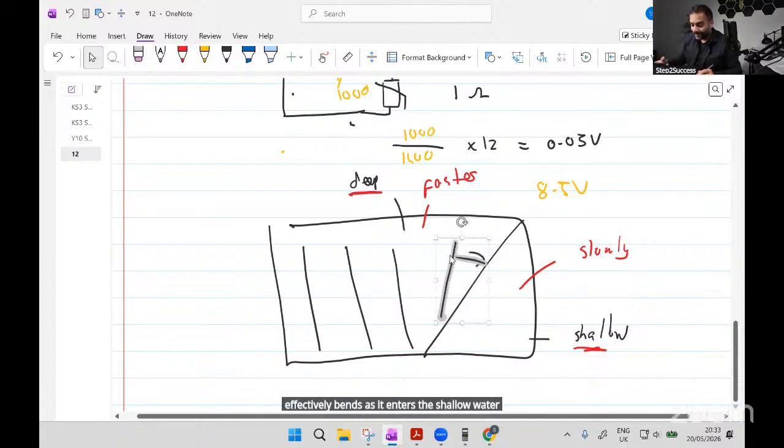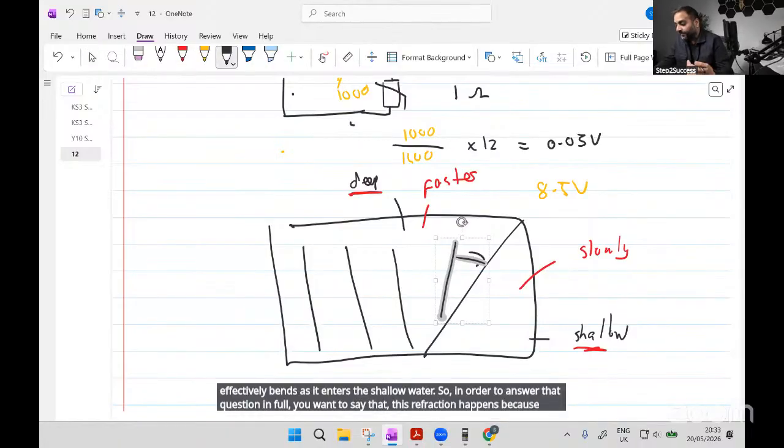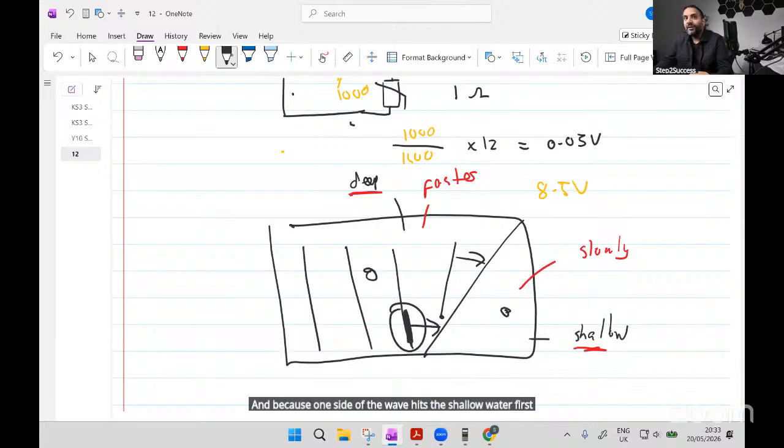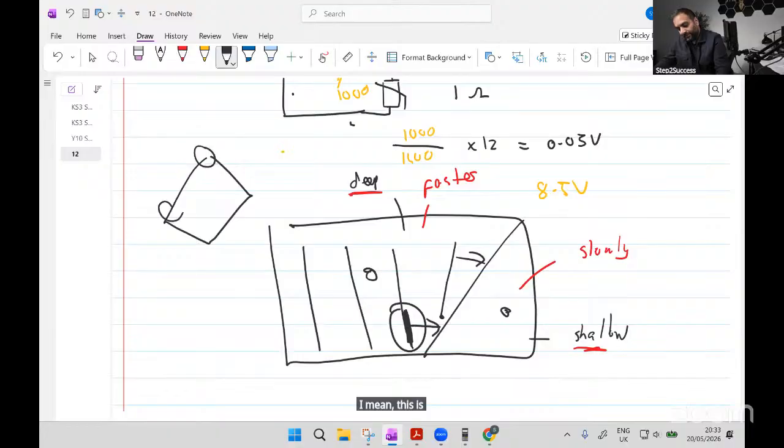So in order to answer that question in full, you want to say that this refraction happens because the wave changes speed when it goes from the deep to the shallow water, and because one side of the wave hits the shallow water first, it slows down first before the other side, and that causes the whole wave to change direction. It is the equivalent of, I mean, this is a weird example.